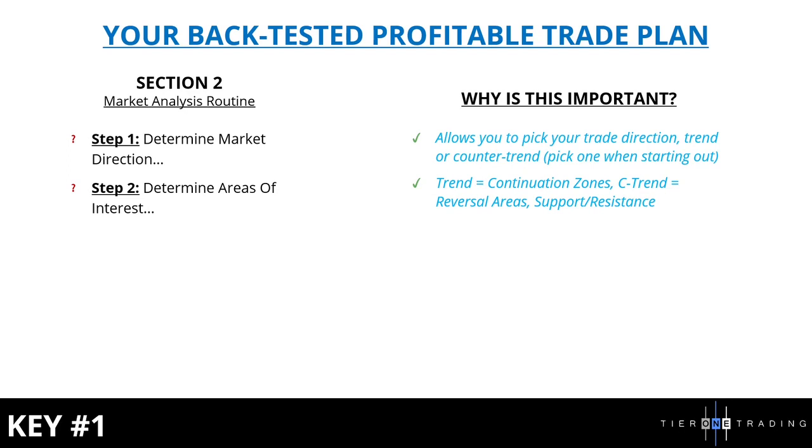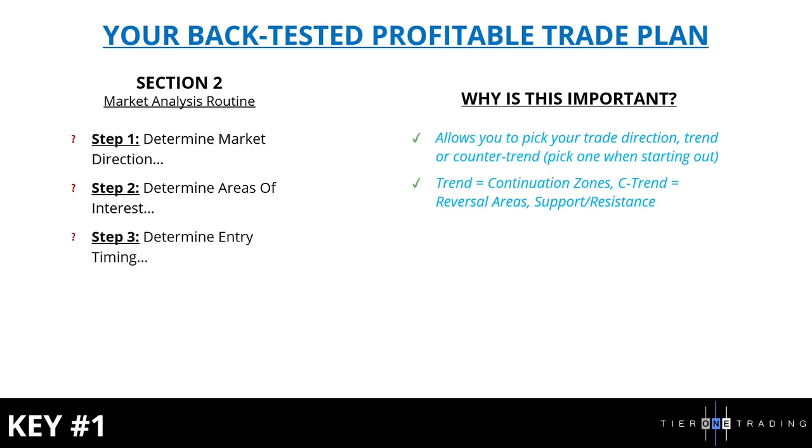So we've got market direction. We need to know which way we're going to be trading in the market. We know which way our plan is. Now we have to know what the market is doing so I am in the right position, and maybe I have to sit on my hands, right? Then we determine areas of interest. Where am I looking for opportunities? Where are the best places for me to look?